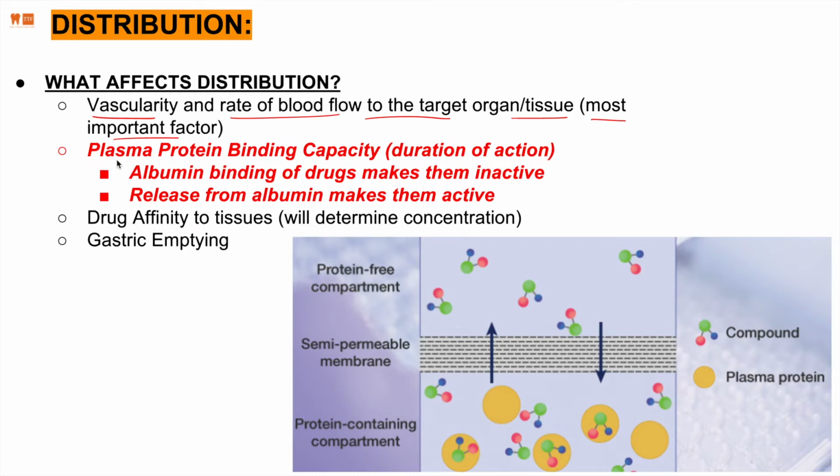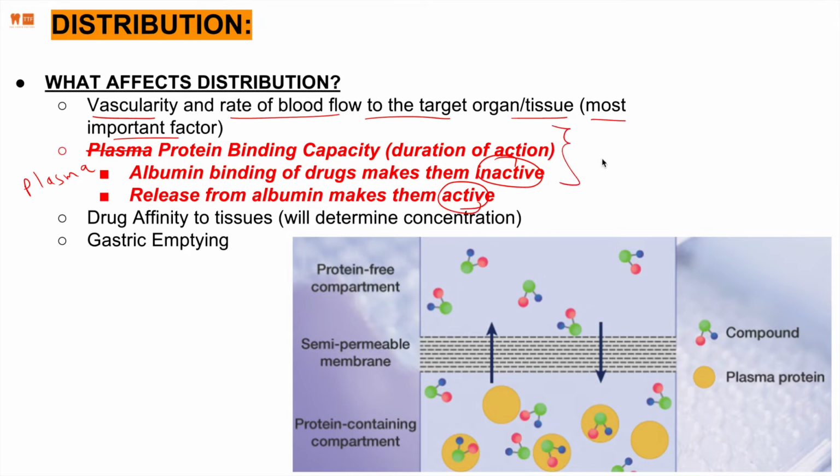Now, what about plasma protein binding? I will correct it here. Plasma protein binding capacity. It determines the duration of action. Now, what is that concept? It is albumin, which is the plasma protein, that binds the drugs and makes them inactive. And then release from albumin will make them active. What does that tell us?